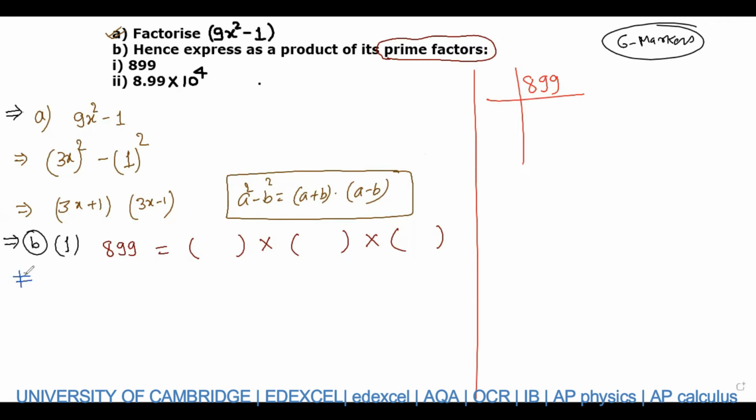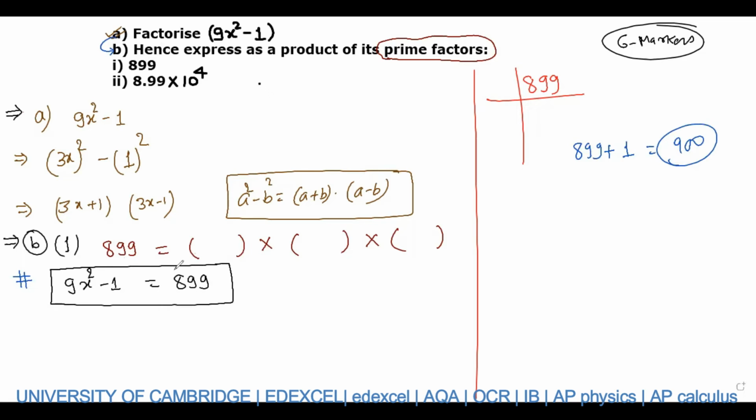Since it is a linked part of A, linked with the solution of the A part, it gives a hint that we can use the result of the first part for the second part. According to that hint, I am also thinking that if I add 1 to 899, you will get 900, which can be factorized easily, no problem. So according to that concept, I'm writing this 9x square minus 1 as 899.